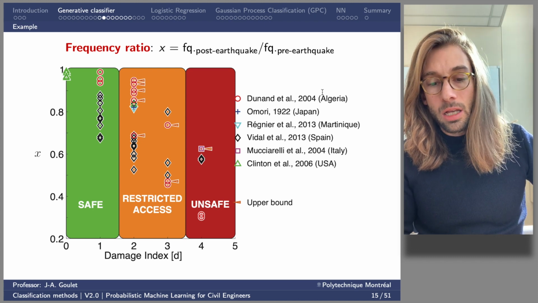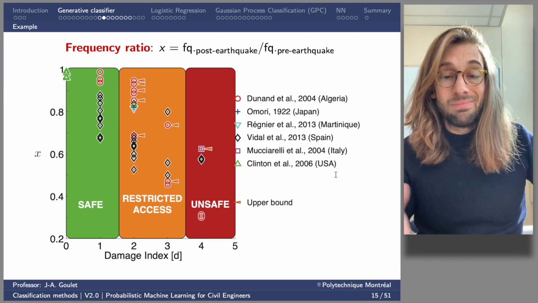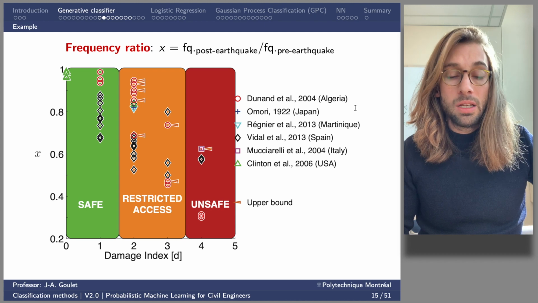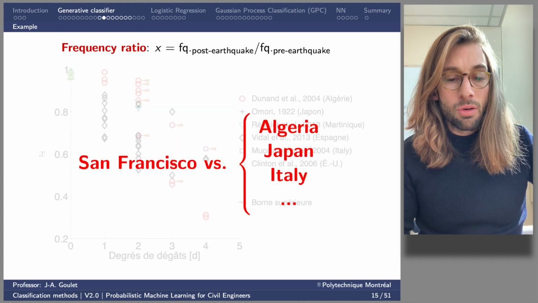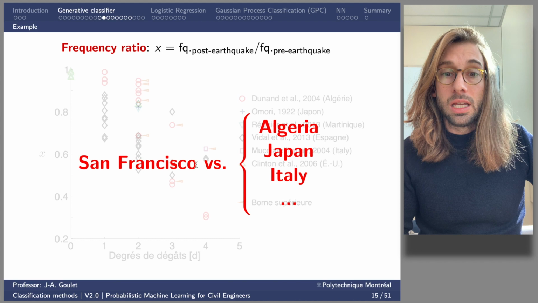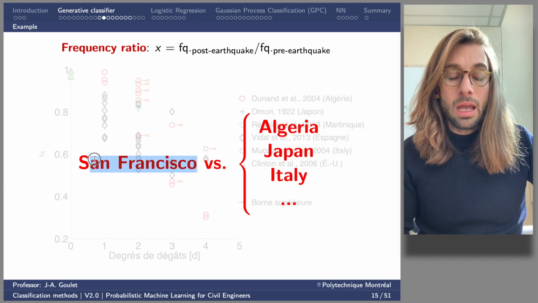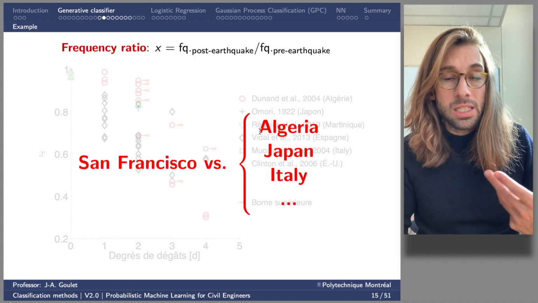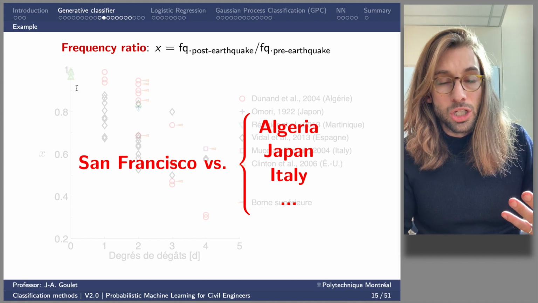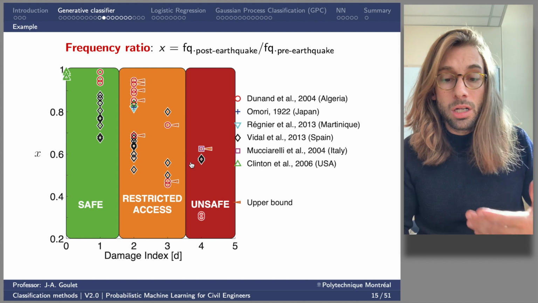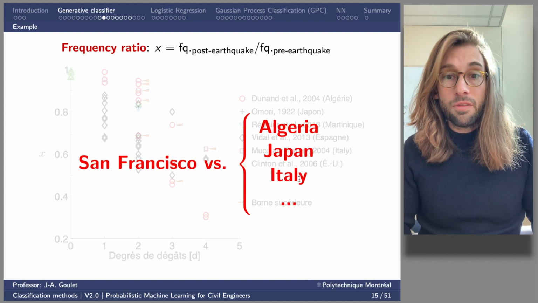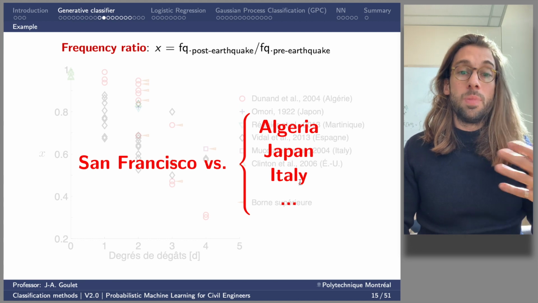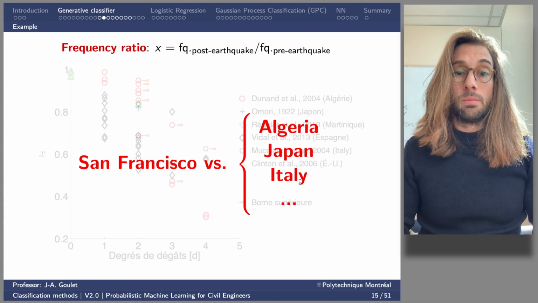So the challenge here is that, as you see here, all this data comes from an eclectic data set because it comes from many different regions of the world with many different types of building. But here, if we want to make the case for a specific city, let's say San Francisco, how can we apply it with a data set that might not have anything to do with it? We can see from that data set that a relationship exists, but the relationship in Algeria, Japan, Italy might be fairly different from the type of earthquake and also the building types we can see in San Francisco.